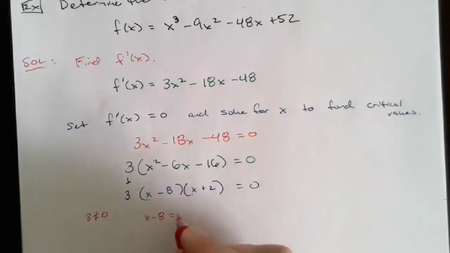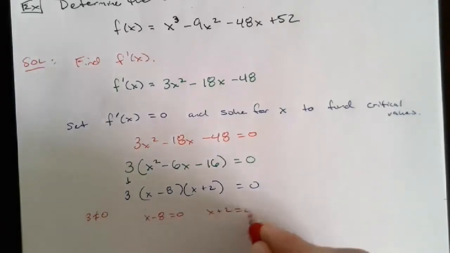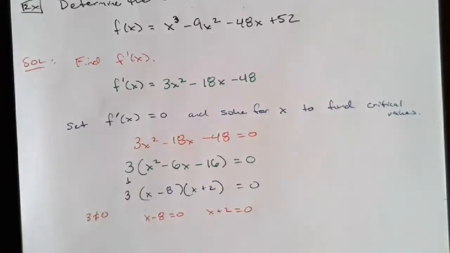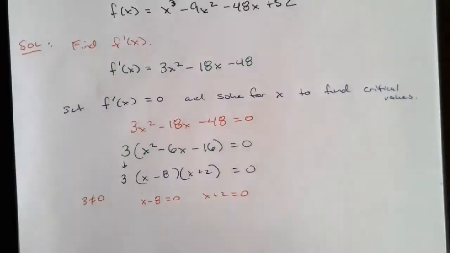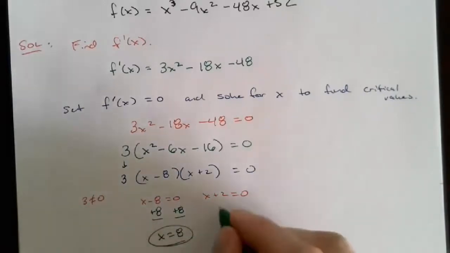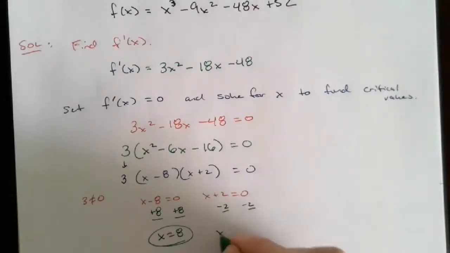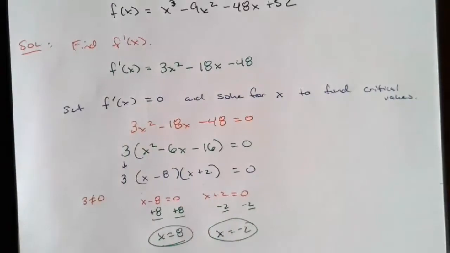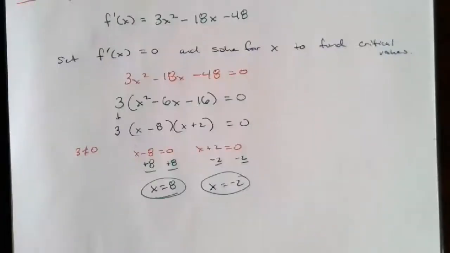You set x minus 8 equal to 0. You set x plus 2 equal to 0. And you're solving this. You've solved these types of equations before. We add 8, we add 8, so we get x equals 8. Here we subtract 2, and I get x equals negative 2. So 2 answers in this case. It doesn't always have to be 2 answers, but there are 2 answers here.